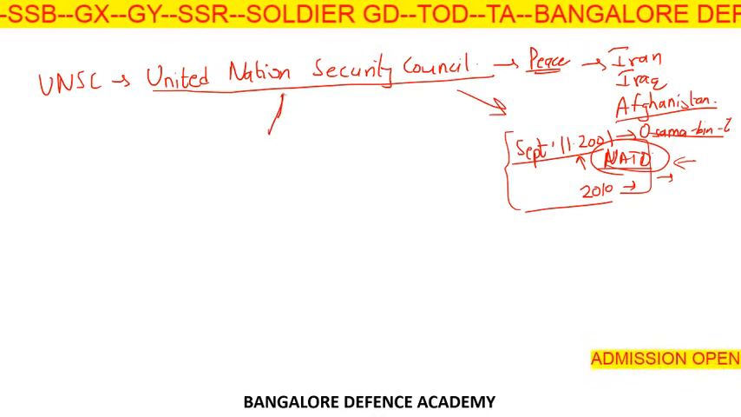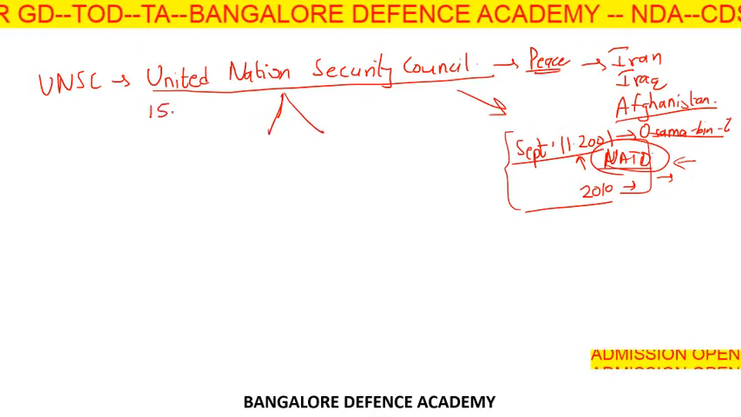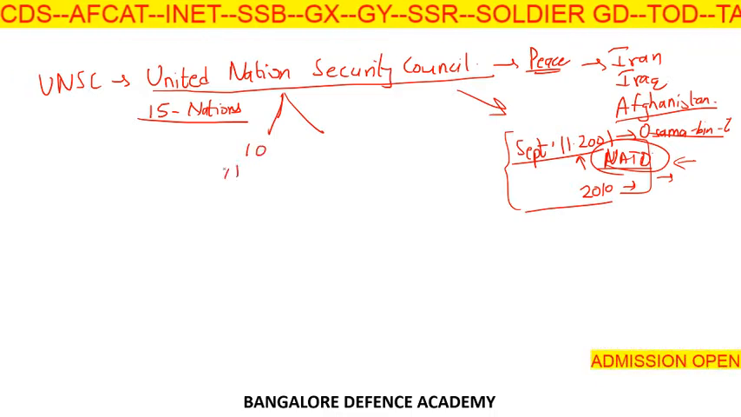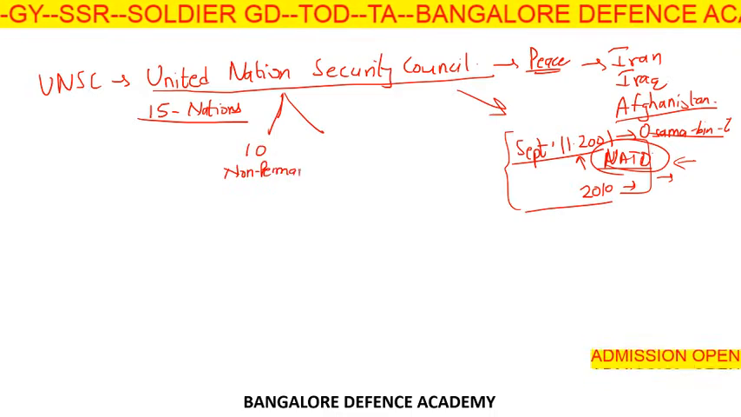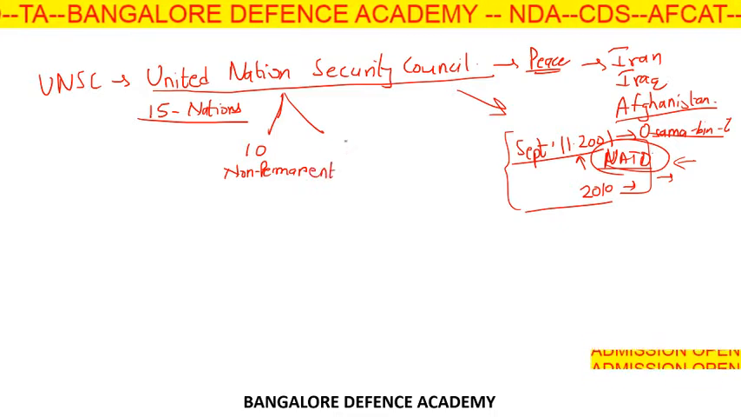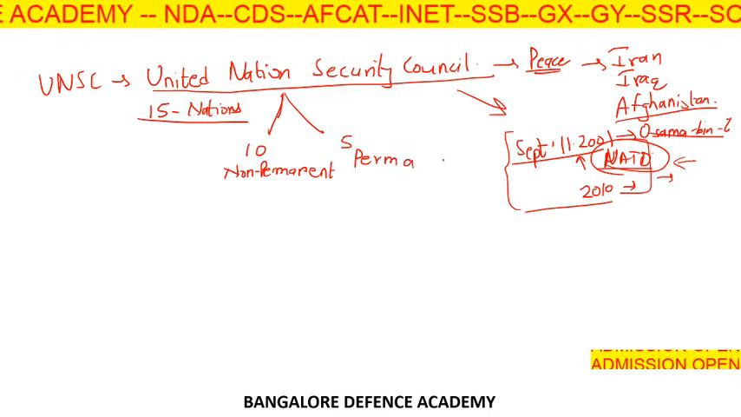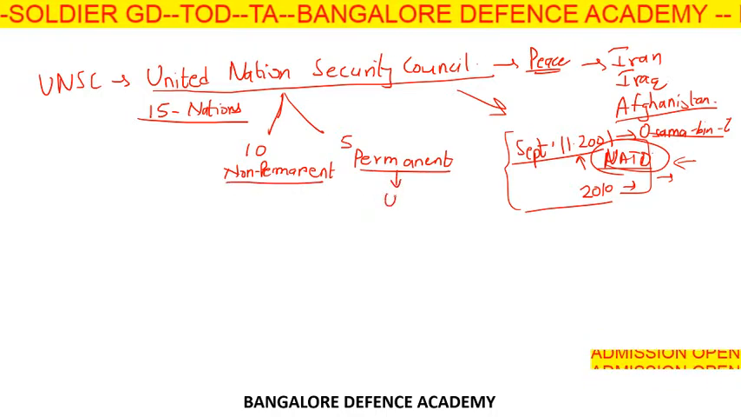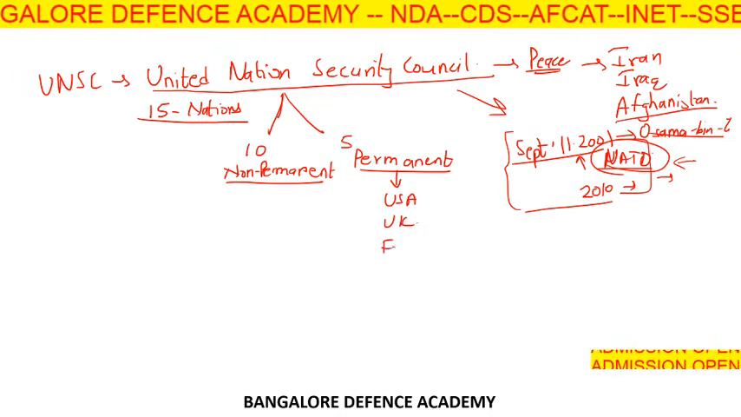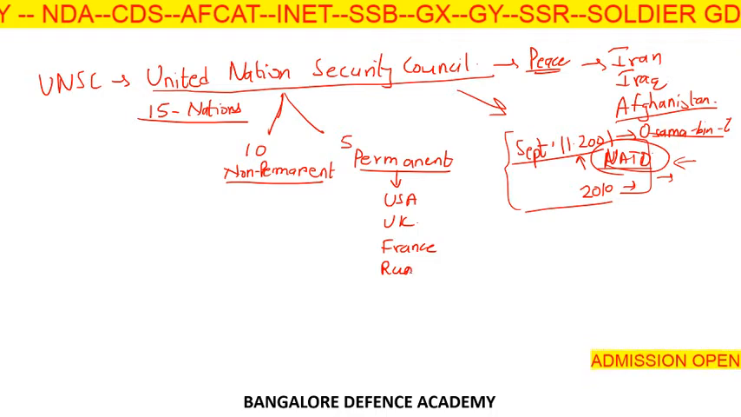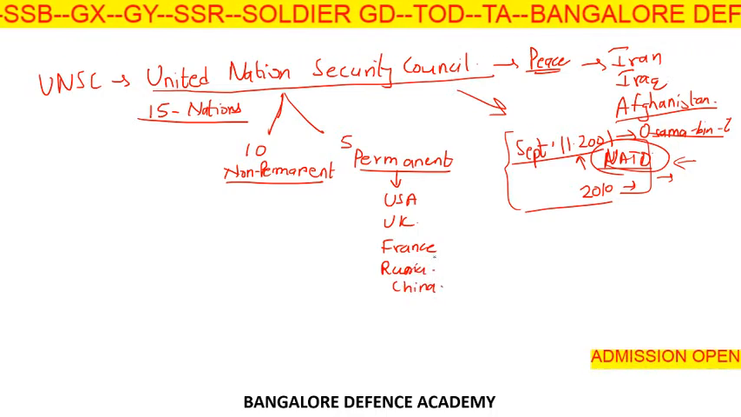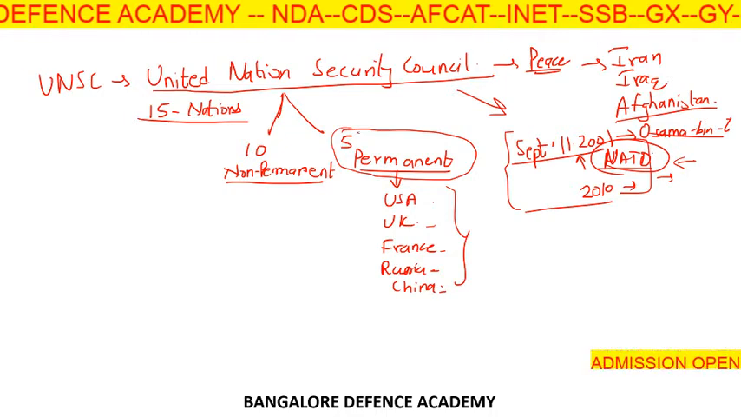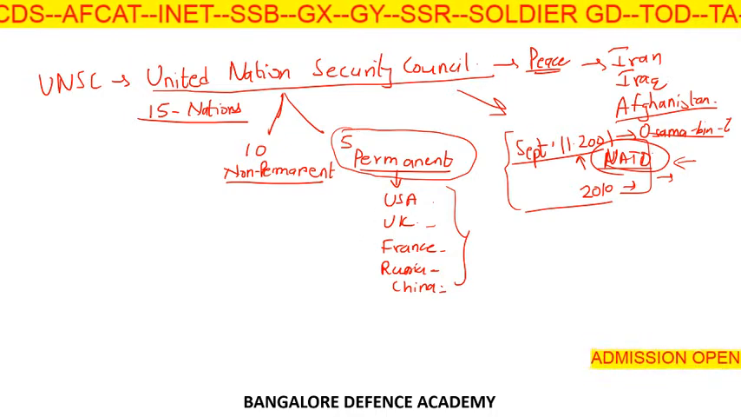Now, United Nations Security Council, you have to keep in mind, there are a total of 15 nations. Of these 15 nations, 10 nations are called non-permanent nations, and 5 nations are called permanent nations. These 5 nations are USA, UK, France, Russia, and China. So 1, 2, 3, 4, 5. These are the 5 permanent nations. That means they have a permanent seat. They are the permanent members of the United Nations Security Council.